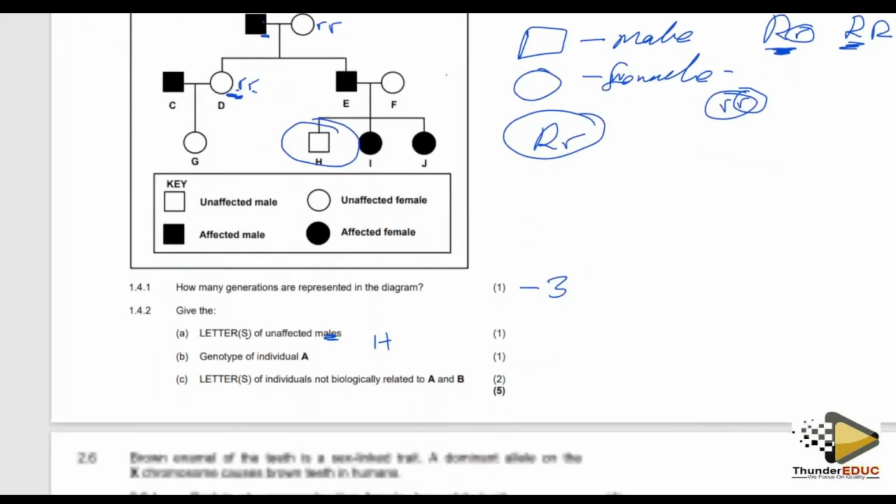Then the next question, they are saying that genotype of A, we are done with that. It is capital R, small r. Give the letter or letters.